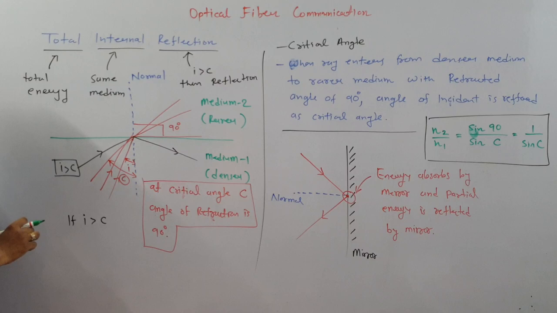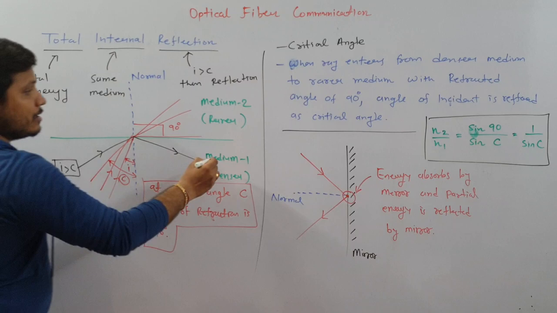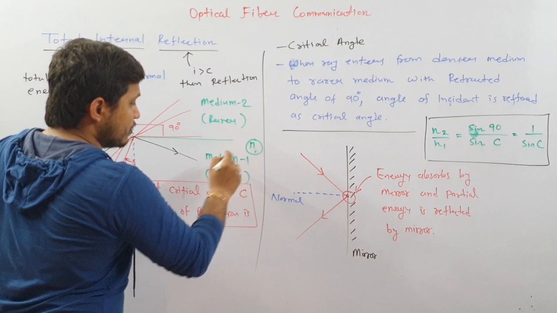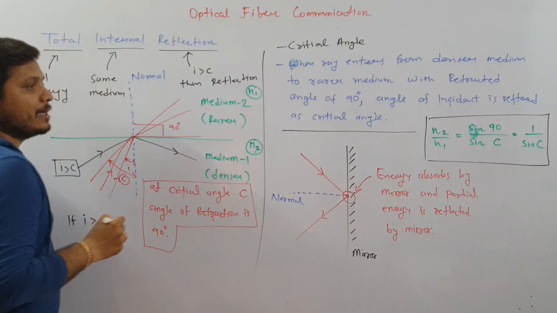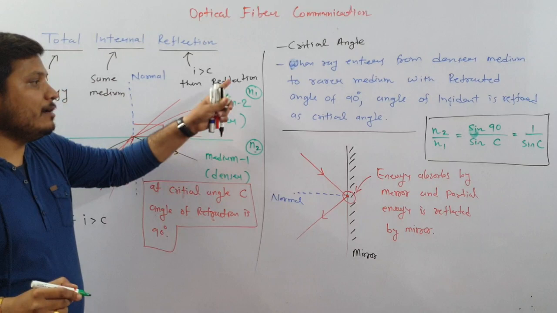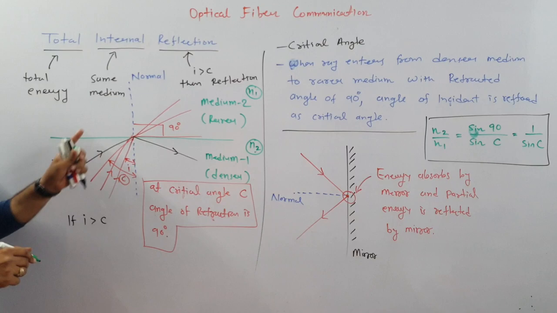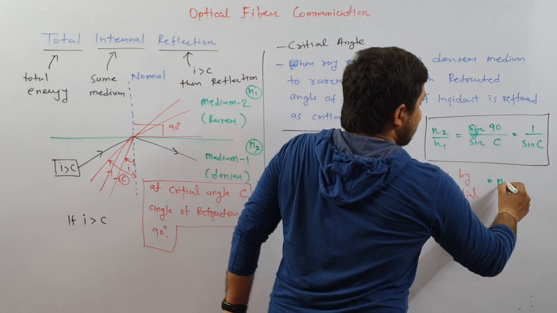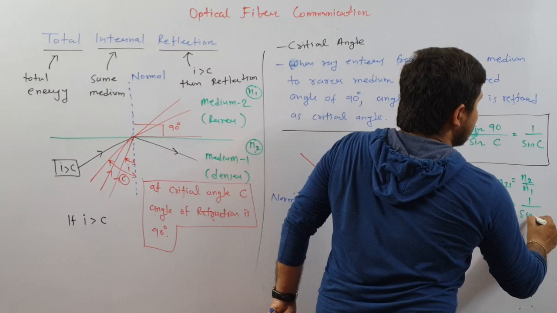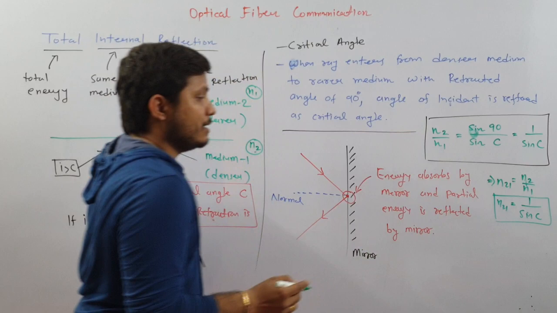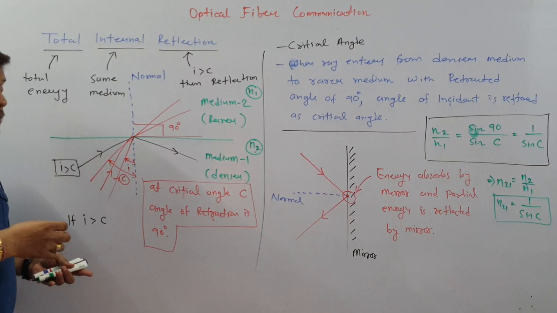Sorry, I have made a mistake. Here I am considering medium 1's refractive index as n2 and medium 2's refractive index as n1. In that case, one can say n2 by n1, the refractive index of medium 1 divided by the refractive index of medium 2, is sine 90 by sine C as per Snell's law. So this is n2 divided by n1, and that is 1 by sine C. And this is what we can use to calculate the refractive index by using the critical angle.